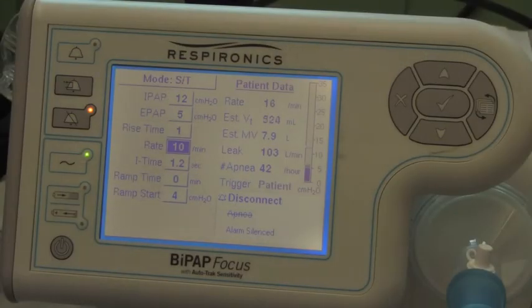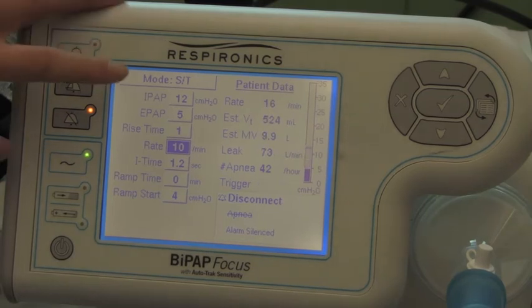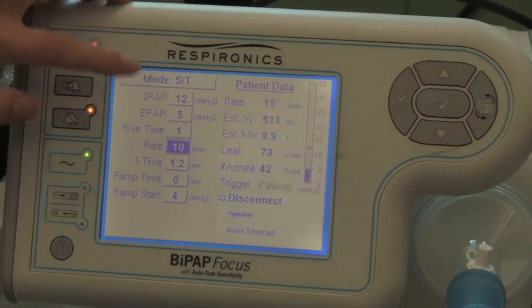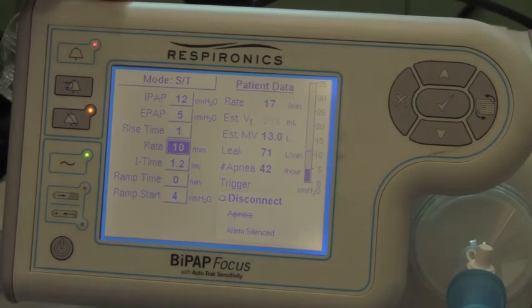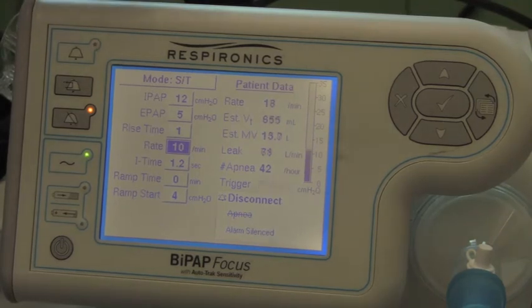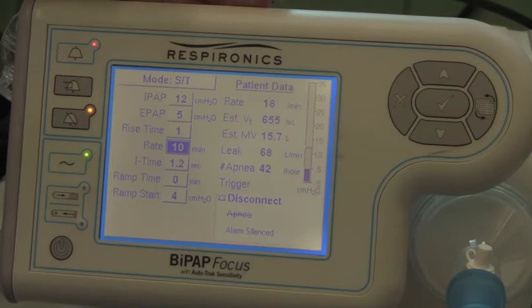This video is for BiPAP. The mode is set to ST, this stands for spontaneous timed. If the patient doesn't breathe, the device will deliver the breath for them.